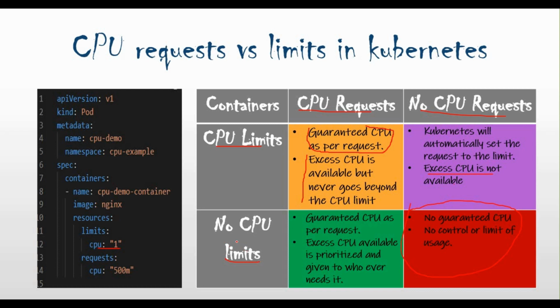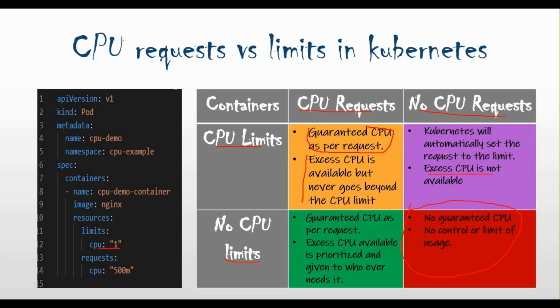In the same way, if you have no CPU limit but you have a CPU request, the guaranteed CPU as per the request will be allocated, but the excess CPU available, for example, the node may have excess CPU, is not specifically defined for this container, right? So Kubernetes itself will decide based on the priority, and it will be given to whichever containers need it. There is no limit specific to this container set there. So it's all completely based on the Kubernetes system.